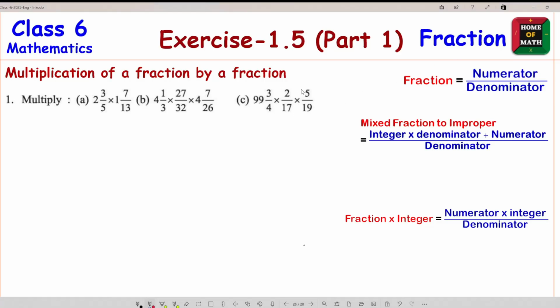We are starting a new episode based on fraction exercise 1.5 part 1, class 6. We know this, but I want to review something. First, what is a fraction? A fraction has two parts, one is the numerator and the other is the denominator, like 5 divided by 6. And a fraction has three types.